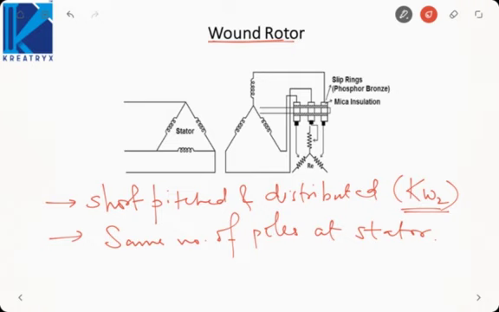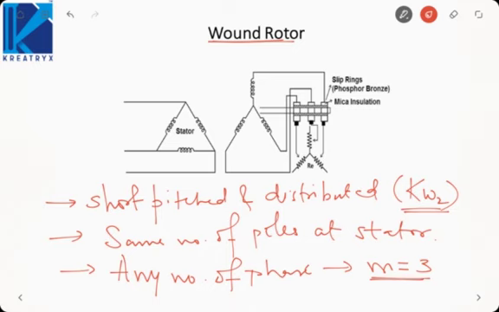Here we can have any number of phases on the rotor. Since we are putting the winding on the rotor, we can have any number of phases, but usually we keep m equal to 3. Three phases do not make the rotor bulky, and it is easy for the rotor to rotate, because if you increase the number of windings on the rotor, then what will happen? The rotor will become bulky, it will lose its mechanical balance, and then it will vibrate.